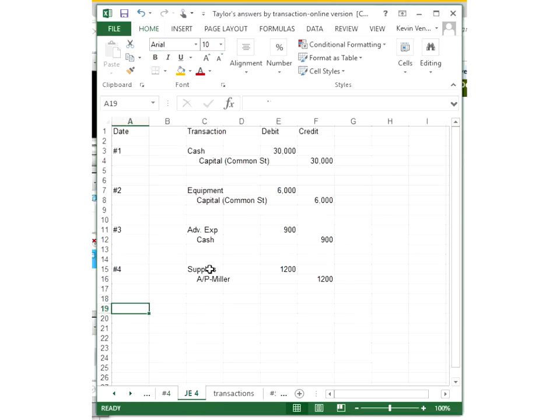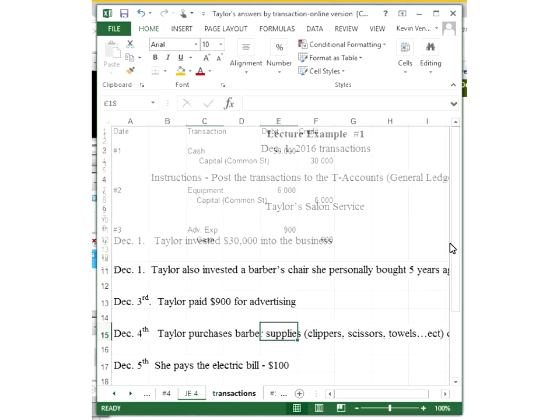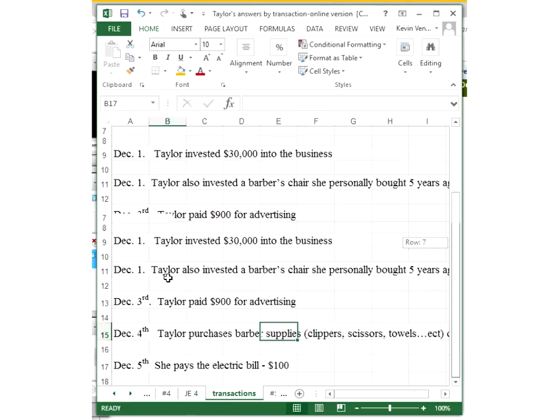Now I move on to the journal entry. I show that I got my supplies as my debit. Notice it's just supplies, it's not a supply expense, not yet. We'll get into that in a week or so, how that works, where that comes into play. And then I also show here that I owe money to the Miller account.